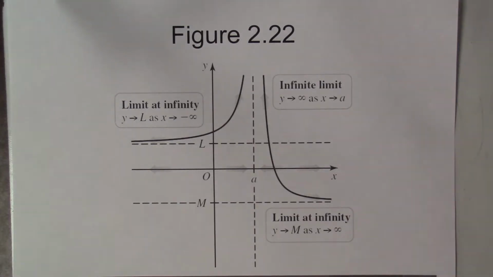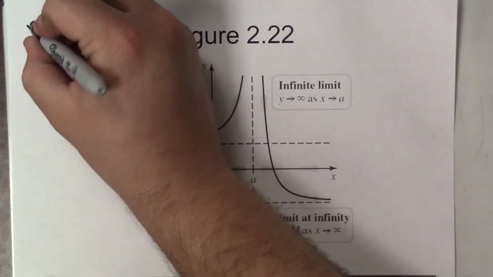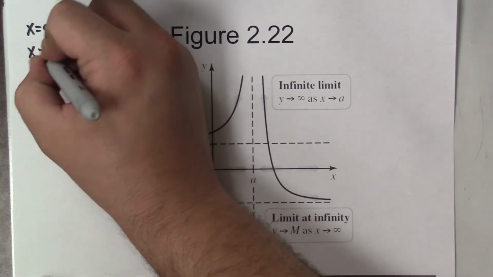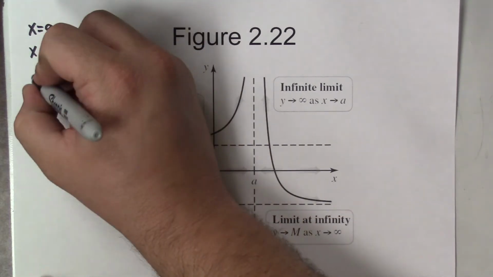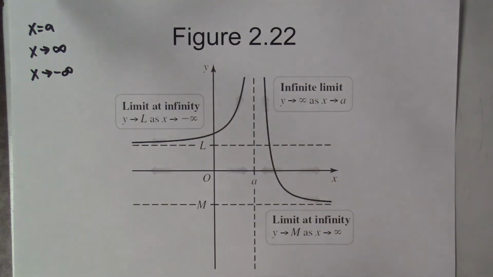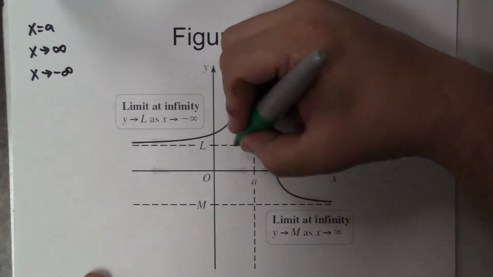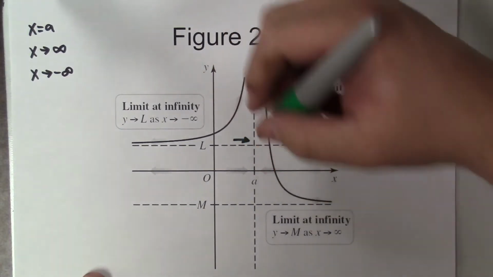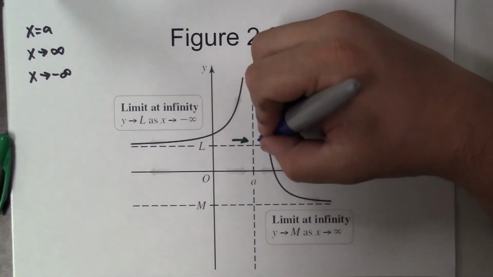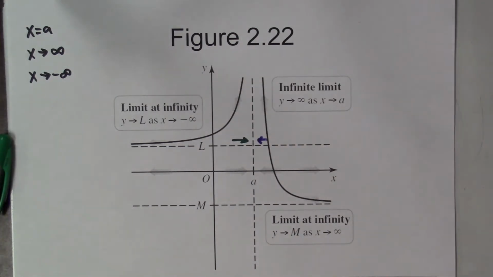Anyway, we're going to look at what's going on when x is a, as x tends to infinity, and as x tends to negative infinity. With any particular value a, I'm going to talk about what it's doing as it goes to the left and what it's doing going to the right, and we'll go from there.